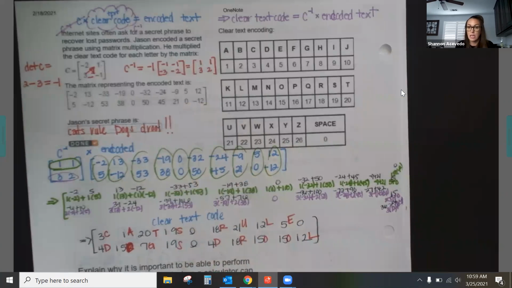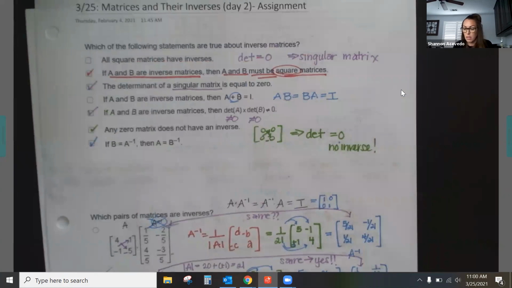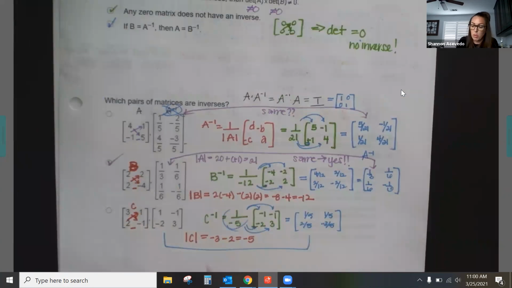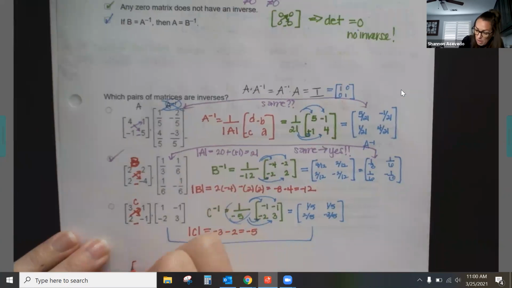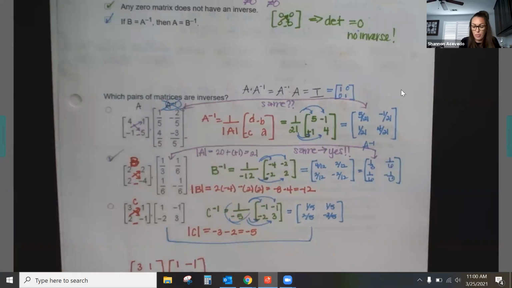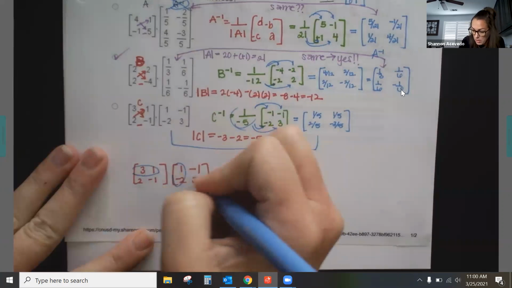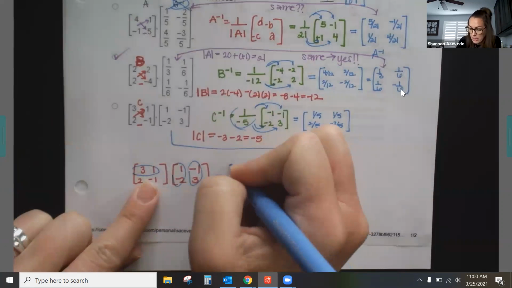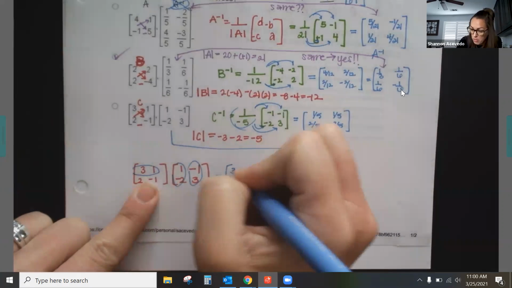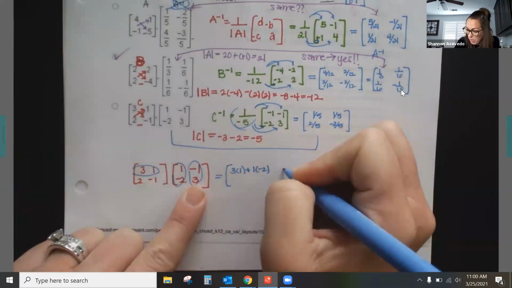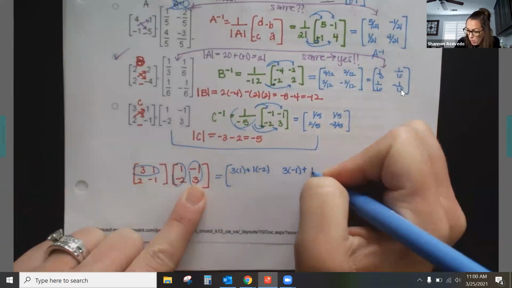Okay, going back to this one, if I was to multiply these to see if it was the identity, I would take my matrix, my 3, 1, 2, negative 1, my 1, negative 1, negative 2, and 3, and I would multiply them together. So when I multiply these, each of my columns would be 3 times my 1 plus 1 times my negative 2. And then I would do my second column and it'd be 3 times negative 1 plus my 1 times my 3.